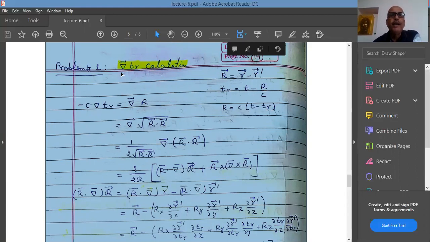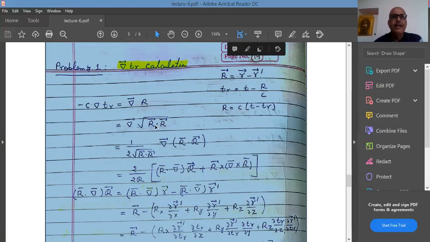So in order to calculate the gradient of TR, we take the gradient of both sides. If you take the gradient of the right hand side, the gradient of T will be equal to 0 because that is the field point. So minus C into the gradient of R, which will become the gradient of the magnitude R. This R mod can be written as the square root of R dot R, because if you expand R dot R, it is R vector into the mod of R vector into the cosine of the angle between the two, that is 0. So it becomes R square.